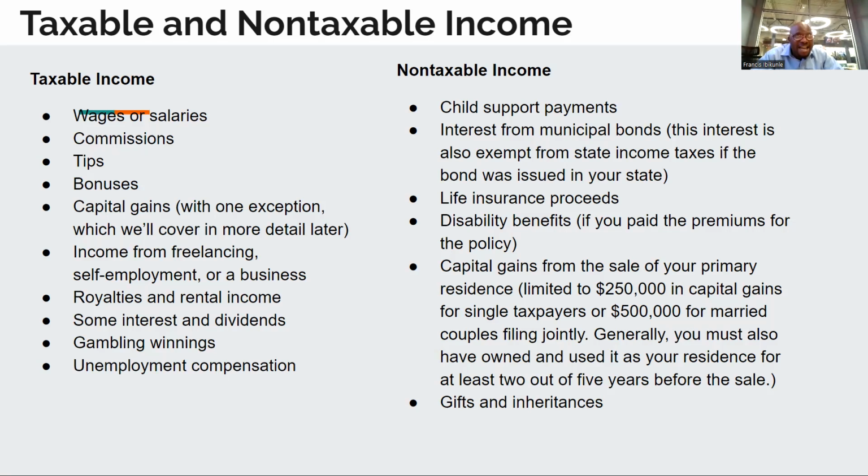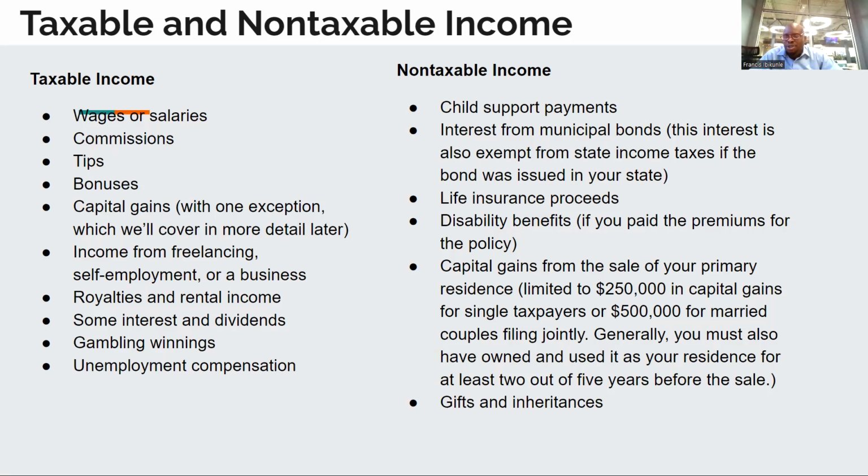So income from freelancing, self-employment, or businesses, royalty and rental income, some interest and dividends, gambling winnings, unemployment. These are all taxable income. Then if you are collecting child support payment, you are not going to report child support payment as income on your taxes, because it's non-taxable. They are not going to tax it.